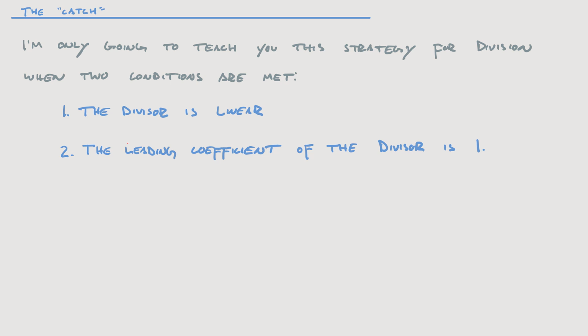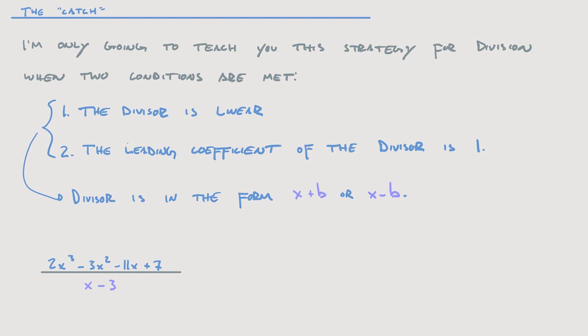You actually can use synthetic division for things like quadratic divisors, but I'm not going to focus on that. That's a whole other ball game. So we're just focusing on the basic synthetic division. And it's when the divisor is either this or this, right? Like it was in that example that we just did, right? X minus 3 was the divisor.